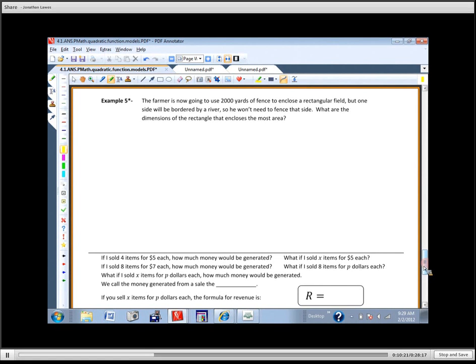So this problem is quite a bit different. On the other one, we just drew a rectangle and we had to worry about the whole perimeter, all four sides. On this one, we've got a river on this side, and then our rectangle is going to do something like this. We need to fence in this side, we need to fence in this side, and we need to fence in this side. So we only have to worry about three sides.